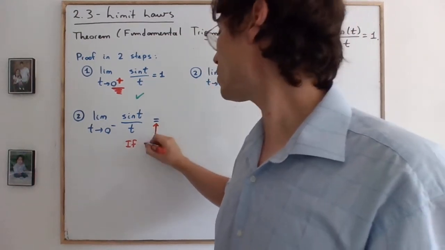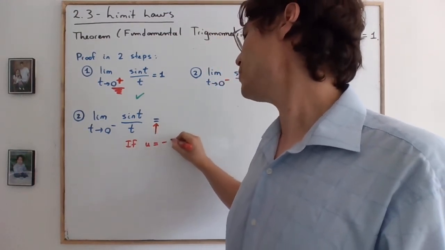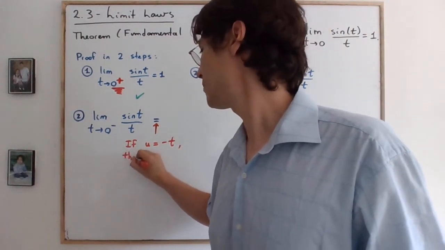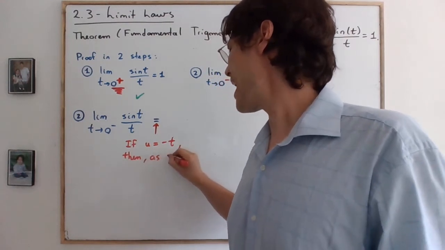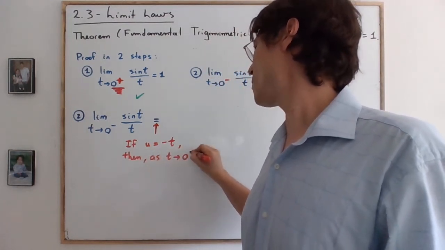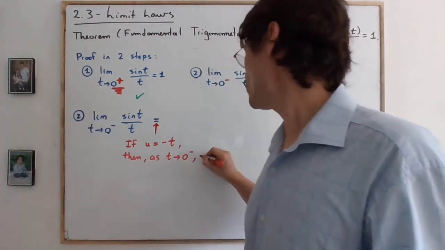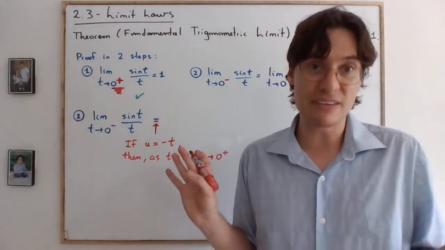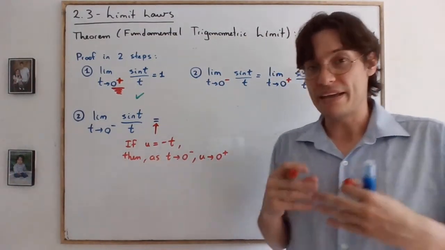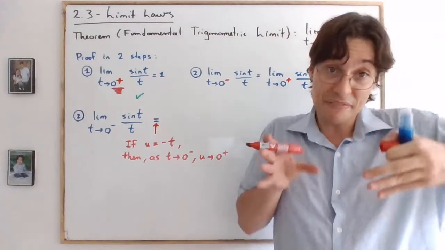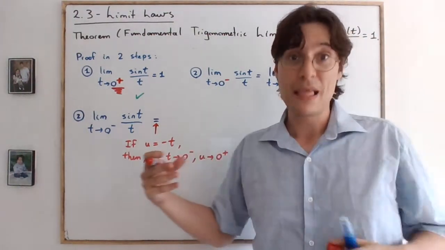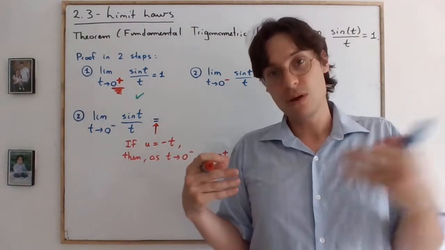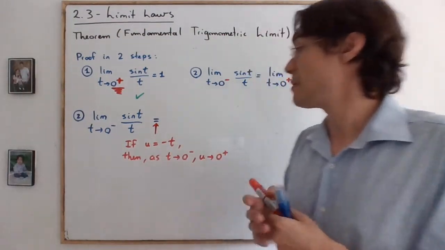if u is equal to, so we're going to call it a variable u. If u is equal to negative t, then as t is approaching 0 minus, u is approaching 0 plus, okay? Because u is the opposite of t, okay? So, for example, if t is 1, u is negative 1. So if t is approaching 0 from below, then u is approaching 0 from above.